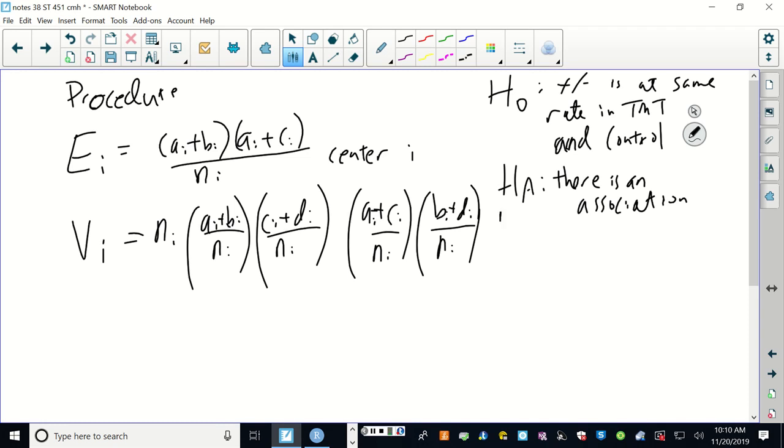And that is an NI over NI minus 1. They're kind of a little adjustment term. Now this looks big, right? But it's not as complicated.